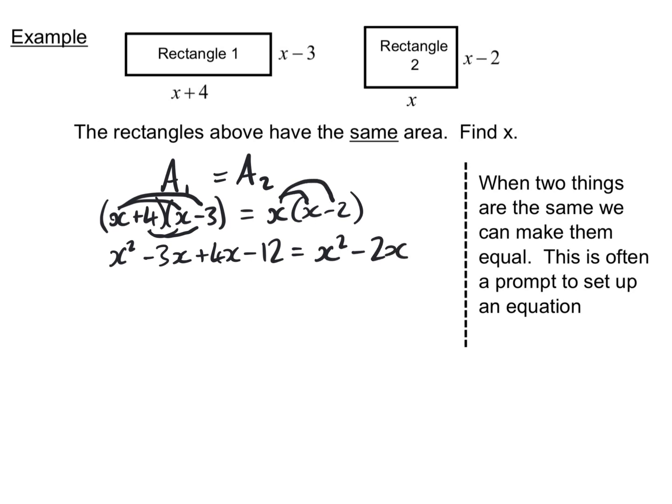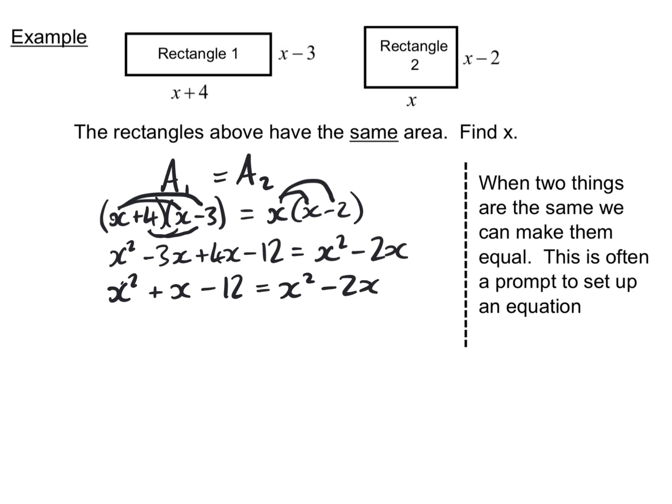From there, we can start to solve that, but what I probably want to do at this stage is, just like the last example, if I have an opportunity to simplify something, then I'm probably going to take it. It just means it's easier to deal with. So in the middle here, I have this minus 3x plus 4x. That can definitely be simplified. So x squared, negative 3x plus 4x is positive 1x, minus 12 equals x squared minus 2x.